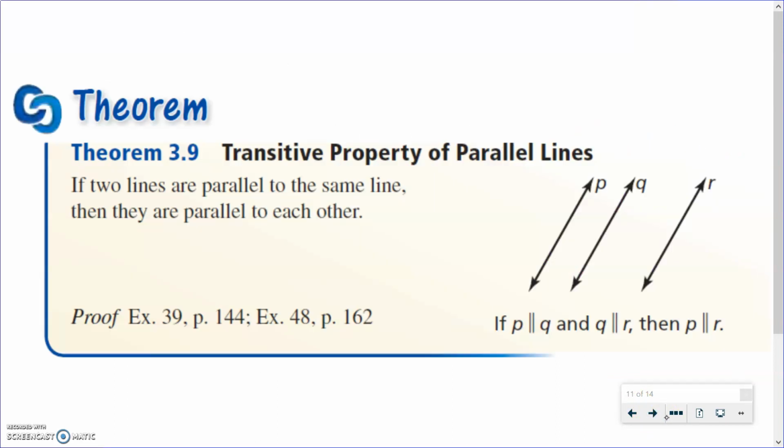If two lines are parallel to the same line, then they're parallel to each other. Okay, so in this diagram here, if P and Q are parallel and R and Q are parallel, then that means that P and R are also parallel, which is pretty intuitive because if two lines aren't touching and then another line is parallel to one of those, it's also not going to touch. Okay, and remember, parallel lines are lines that never intersect.